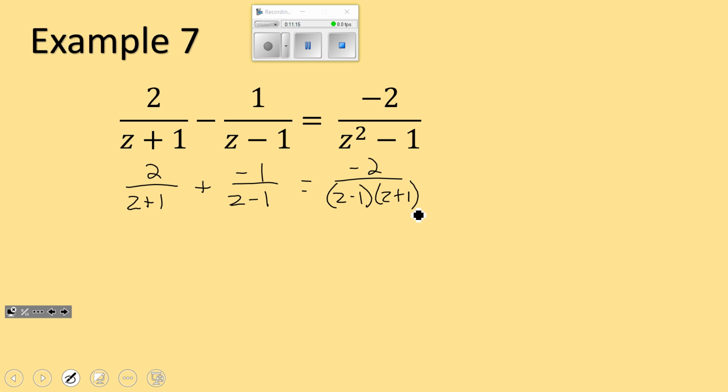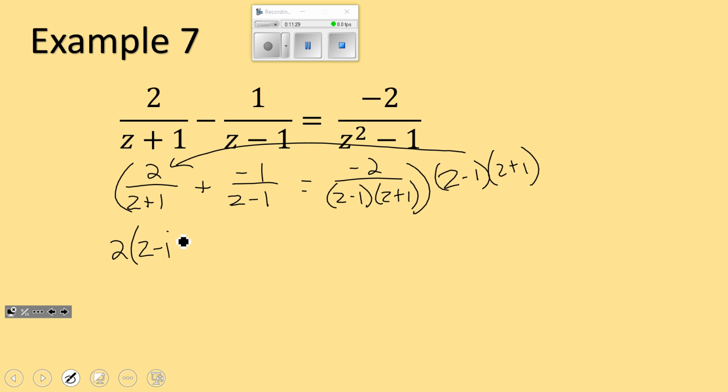So my common denominator is the quantity of z minus 1 times quantity of z plus 1. So when I times it over here, the z plus 1's cancel. What am I left with? 2 and z minus 1. So far, so good. When I times it here, the z minus 1's cancel. What am I left with? Negative 1 and z plus 1. What cancels here? Everything cancels, right? Don't the z minus 1's cancel and the z plus 1's? So what are you left with? Negative 2.